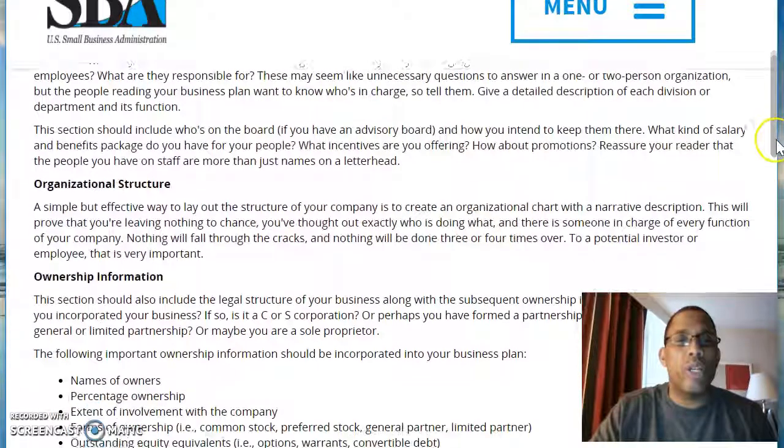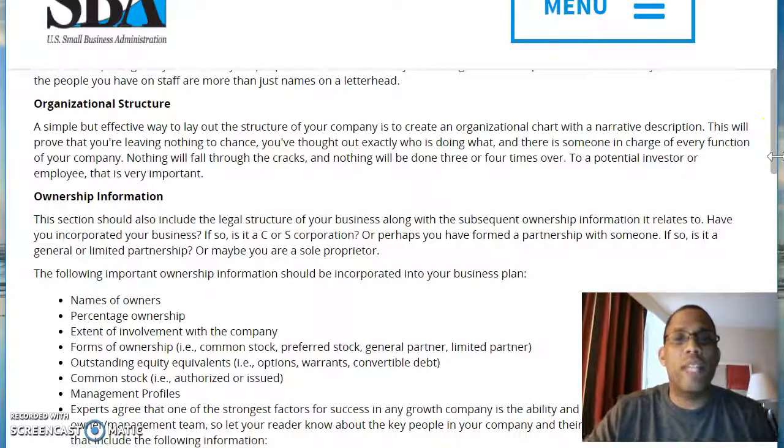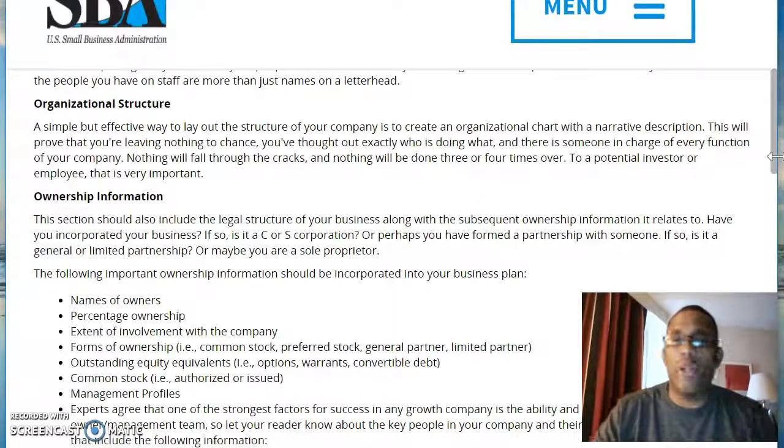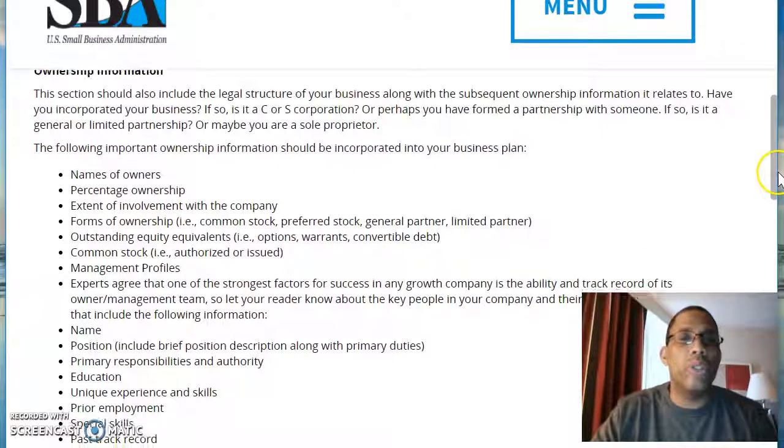So, organizational structure. A simple but effective way to lay out the structure of your company is to create an organizational chart with a narrative description. So when I open up your document and look at the organization and management portion, I should see an organizational chart with some type of description. That's very important. So also the names of the owners, percentage of ownership, extent of ownership.